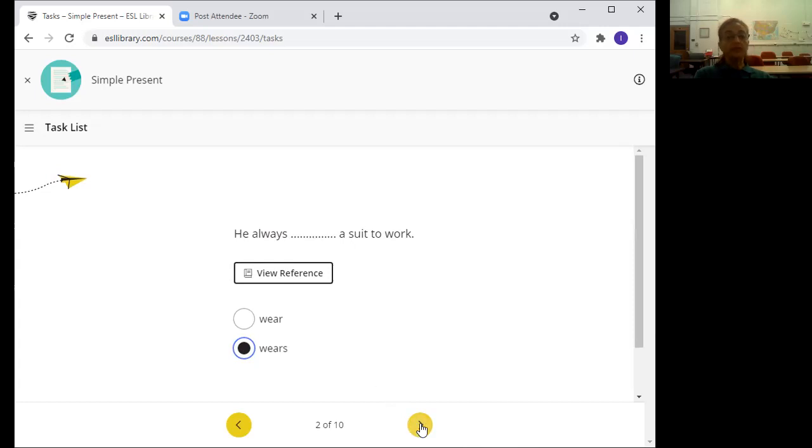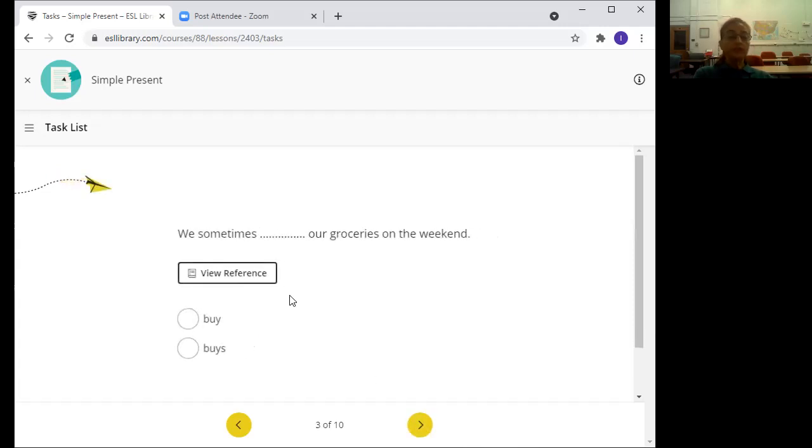So let's proceed. We sometimes blank our groceries on the weekend. We, your subject is we, and this is a plural subject. So we only use an S for the third person singular. In this case, we have first person plural. So yes, you guessed that the answer is buy. We sometimes buy our groceries on the weekend.